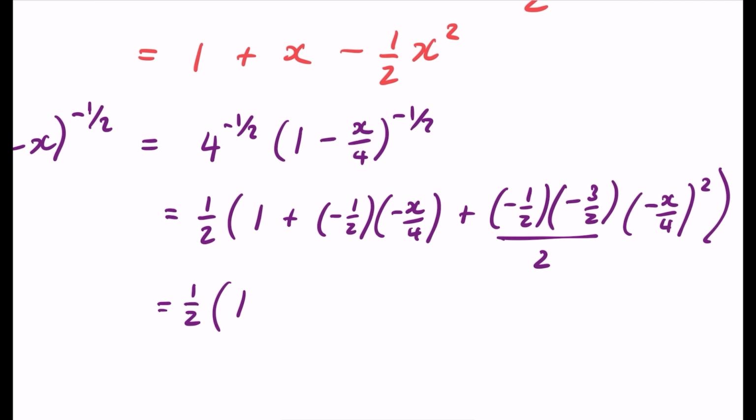So that is a 1. This is going to be a positive part, and a half times a quarter is an eighth, so it's 1 plus an eighth x. And then this is also going to be a positive because I've got two negatives that make a positive and a negative being squared that makes a positive.